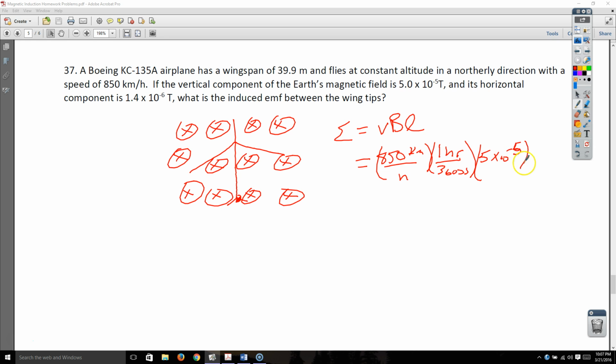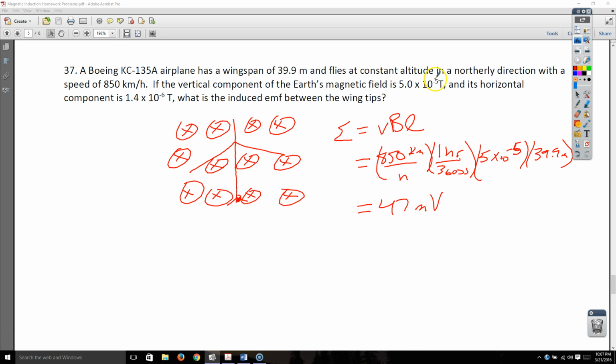And then we also want 39.9 meters. That's the wingspan, so that's the length of the airplane from left to right. So that's kind of like that rod. This one we then will go through and just solve, and you should get about 47 millivolts. Because that plane is flying horizontally northward, the horizontal component of the Earth's magnetic field doesn't even factor into it. We're just worried about the vertical one, the one that's moving up and down.